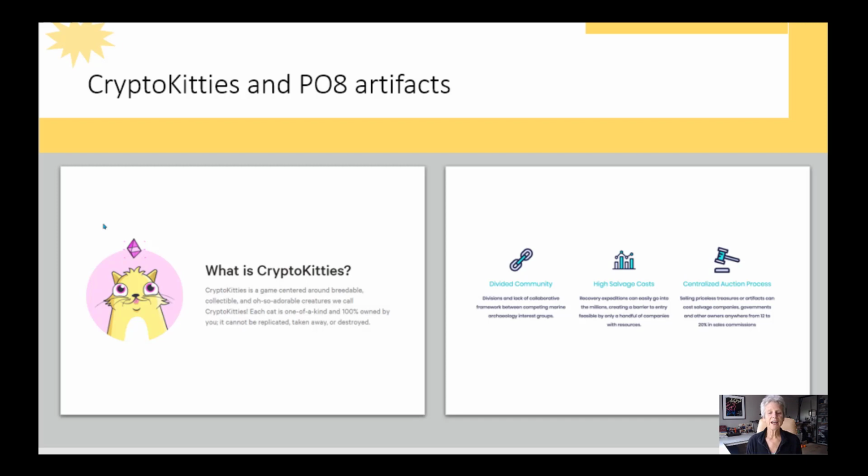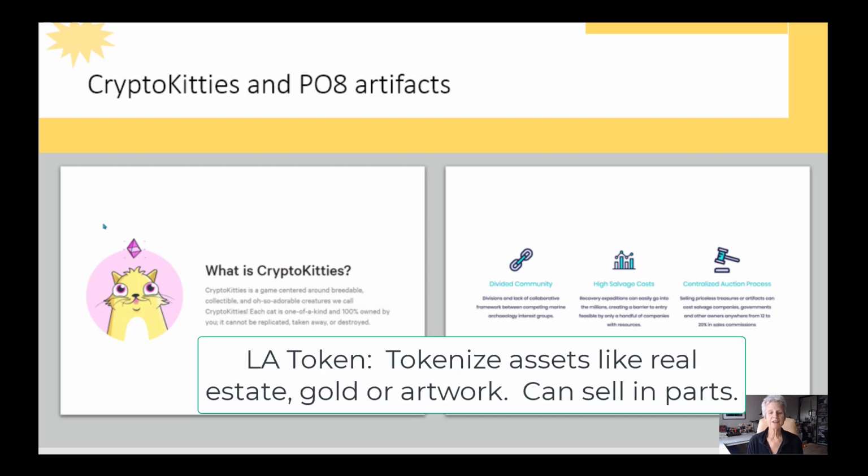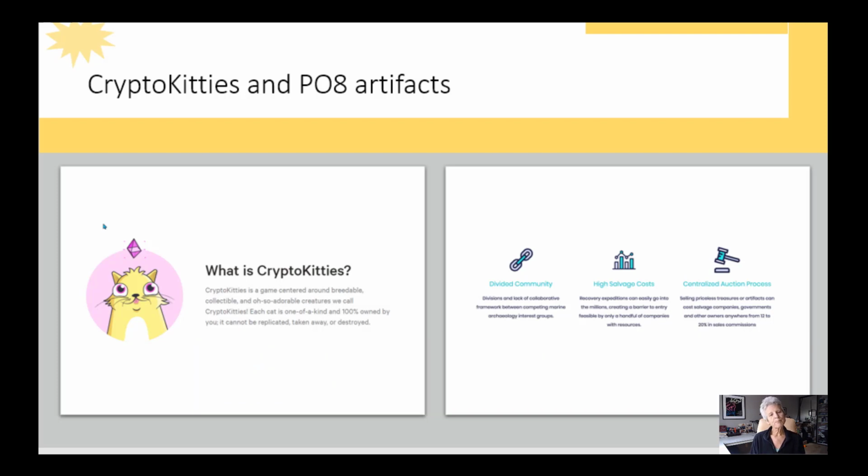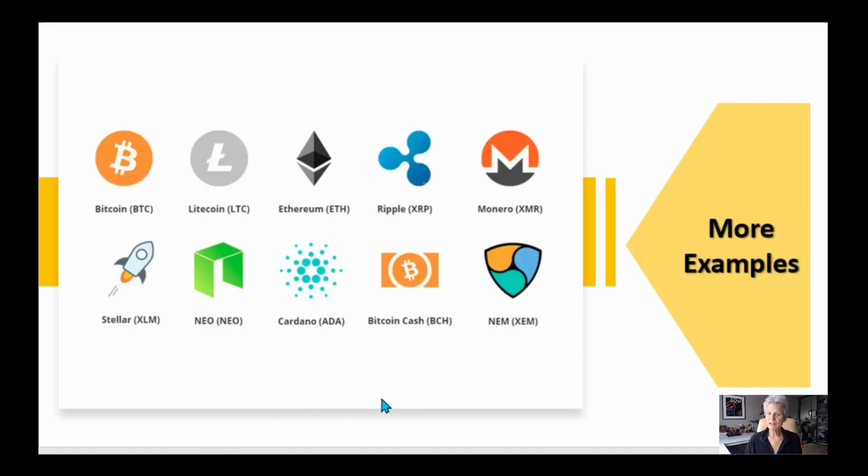There's even an NFT called LA Token that allows you to tokenize assets like real estate, gold, or artwork. And so in that case, you could sell them in parts. With Bitcoin or digital currency, you can have any fraction. So if you tokenize your real estate, you can give one of your kids 0.05 and the other 0.75, and you could divide it up like that.